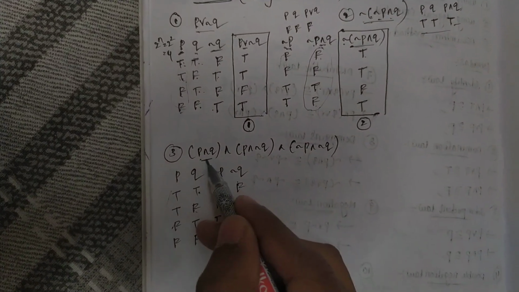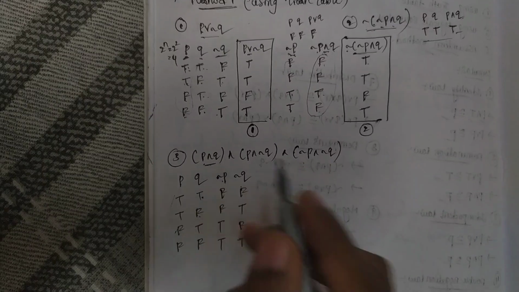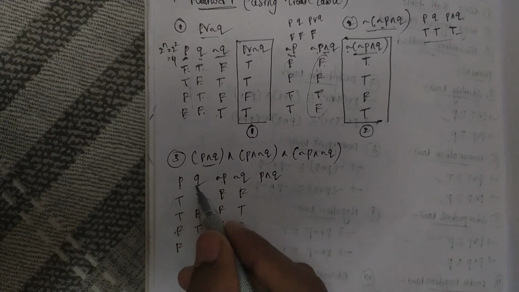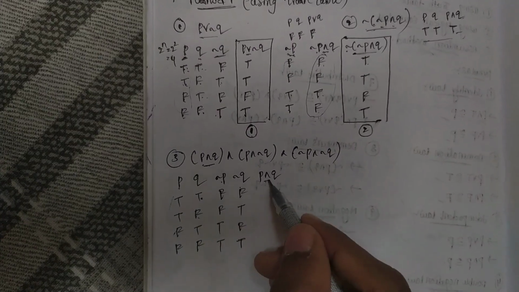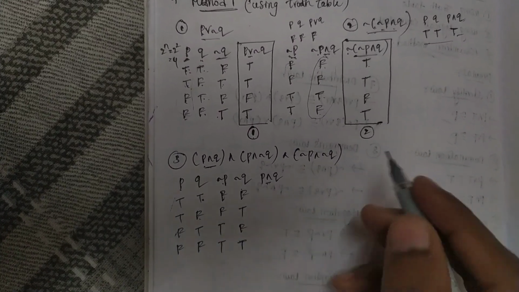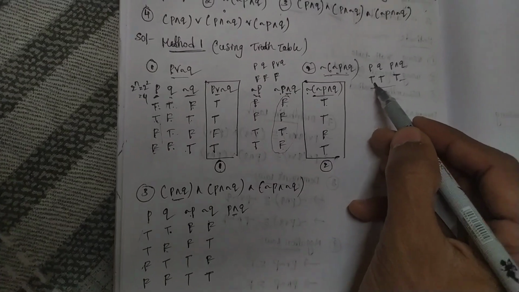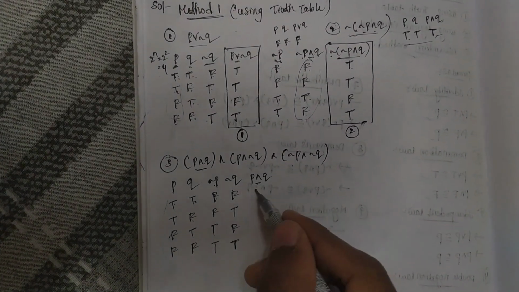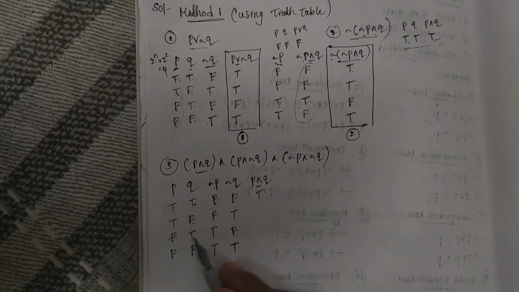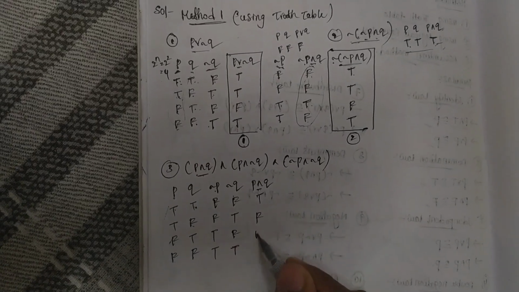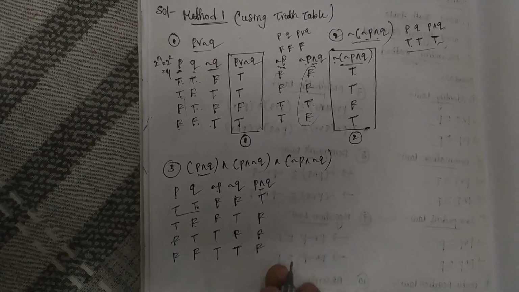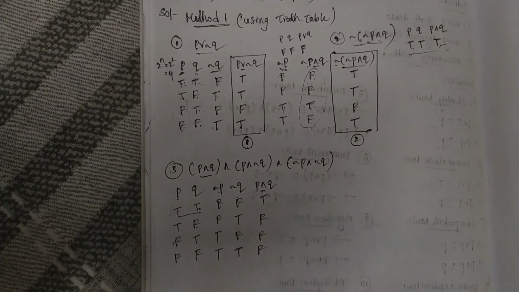First we find P and Q. That means in P values and Q values we have to apply the and connective. In and we know that if two values are true, then only the whole statement is true. So here true, true means true; here one true, one false, so these are all false. In other cases it will be false in the and connective.